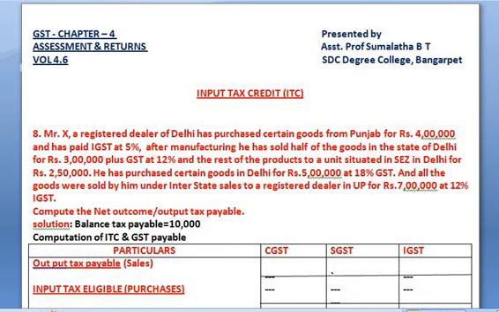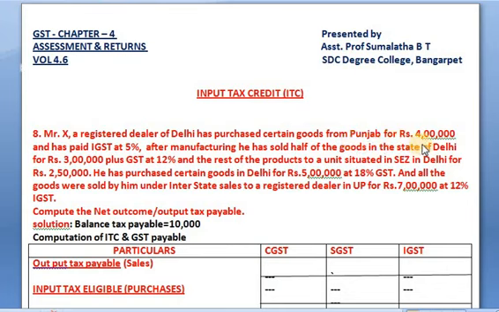Now, Mr. X, a registered dealer of Delhi. Please remember the place. When they have given the place, you have to remember how it has to be calculated, because if they have given the place, there will be something related to it. A registered dealer of Delhi has purchased certain goods from Punjab. So Delhi and Punjab are different states. You have to be very clear there.